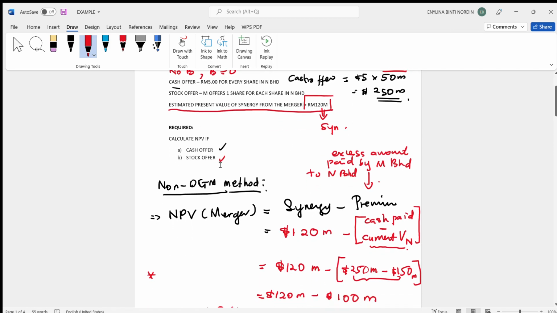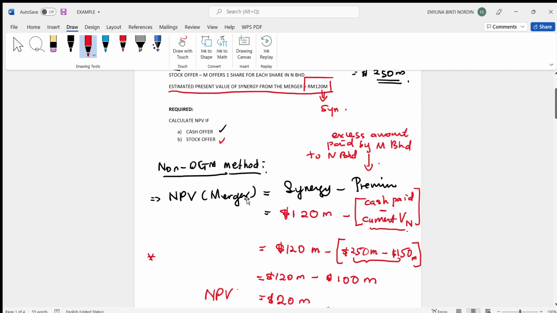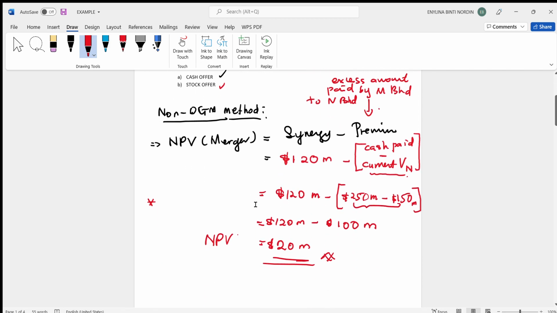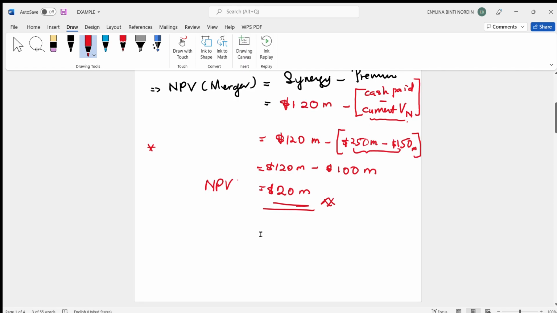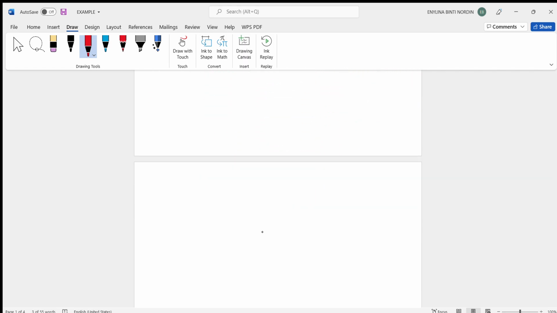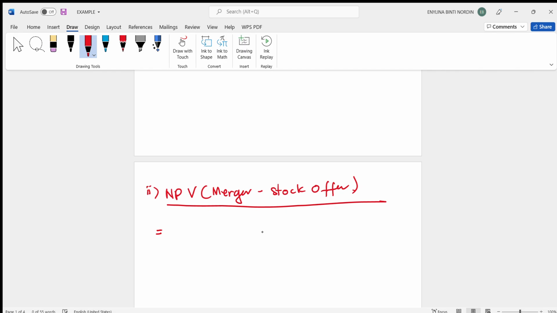So how are we going to calculate the NPV? Just now we calculated the NPV for the cash offer. It's done. Now we will continue with the stock offer, the NPV of the merger using the stock offer. The formula for calculating the NPV is still the same: synergy minus premium.